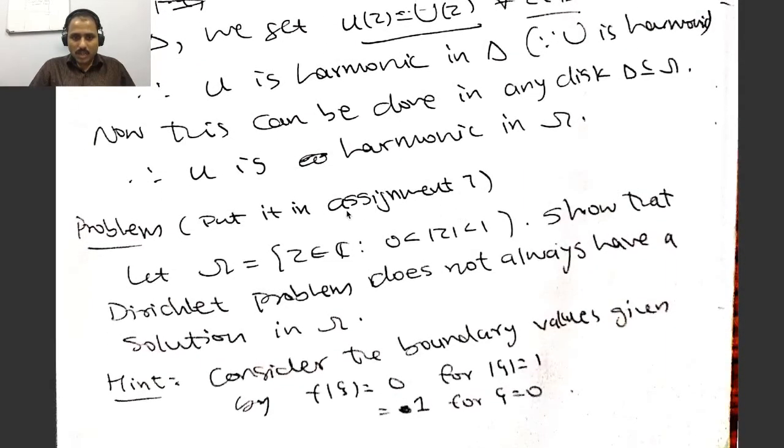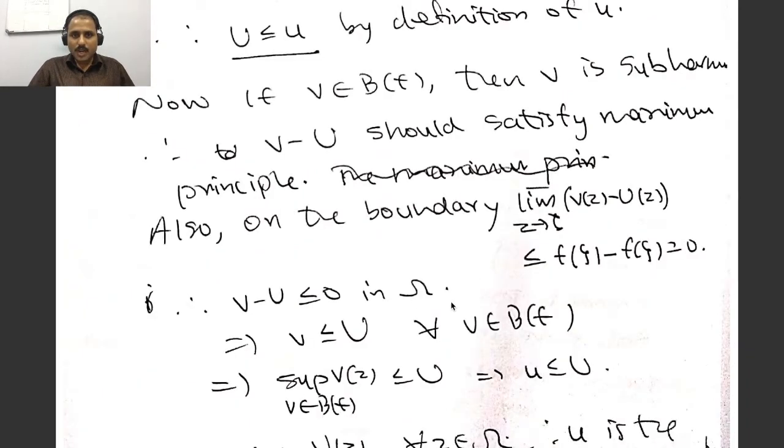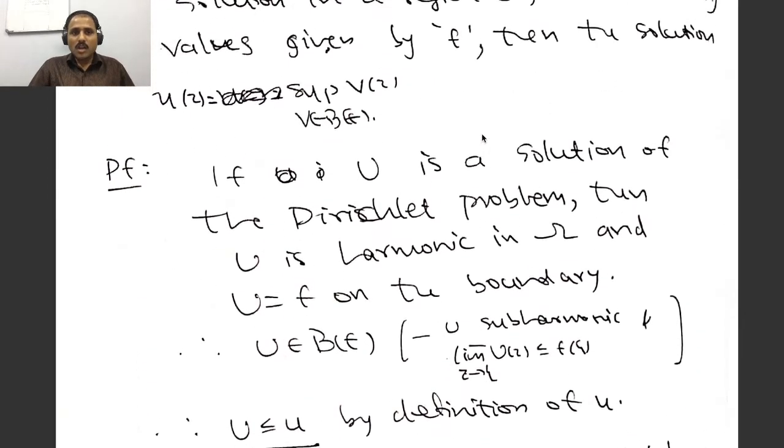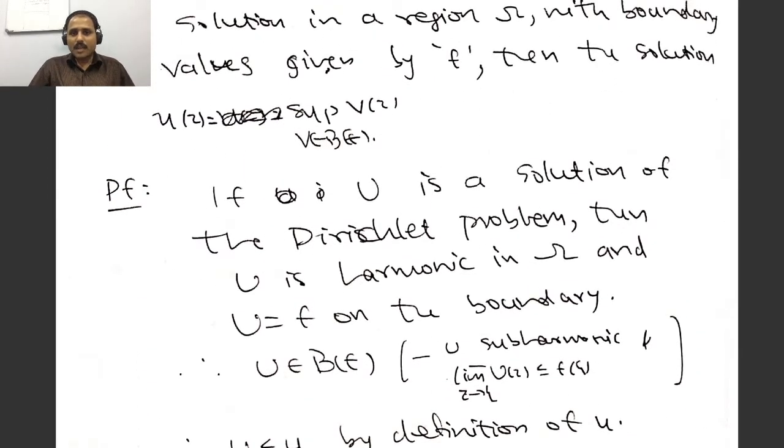So let me skip many of the proofs here. This is an example where the Dirichlet problem has no solutions. I have already given that example here. Now a lemma here tells you that if the Dirichlet problem has a solution in a region with boundary values given by f, then the solution should be this u(z), the u(z) which we considered now.